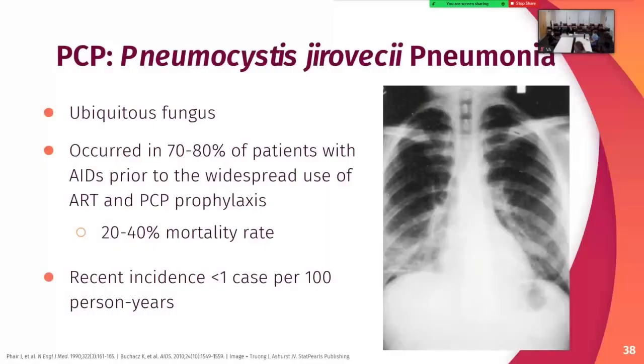Moving into our opportunistic infections, our first one is going to be Pneumocystis jirovecii pneumonia, or PCP, or some people call it PJP. It is a ubiquitous fungus that occurred in about 70 to 80% of patients with AIDS before the widespread use of ART therapy and opportunistic infection prophylaxis. It was associated with about a 20 to 40% mortality rate. However, now that we have suppressive ART therapy and prophylaxis, we've seen the incidence really decrease to less than 1 case per 100 person years.